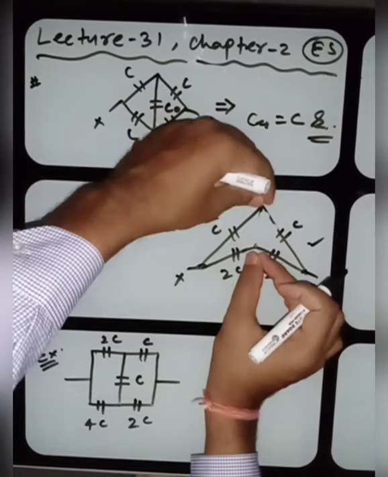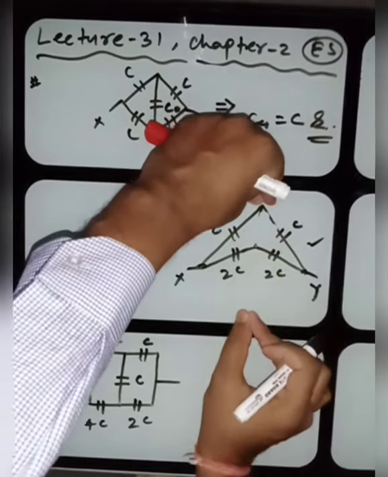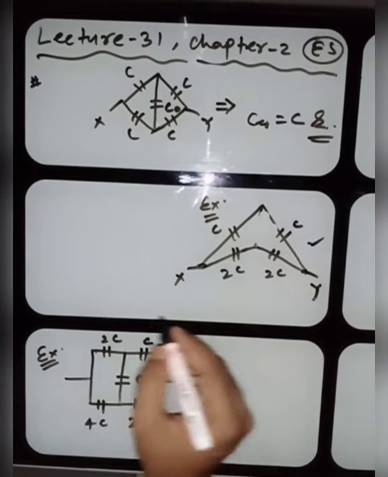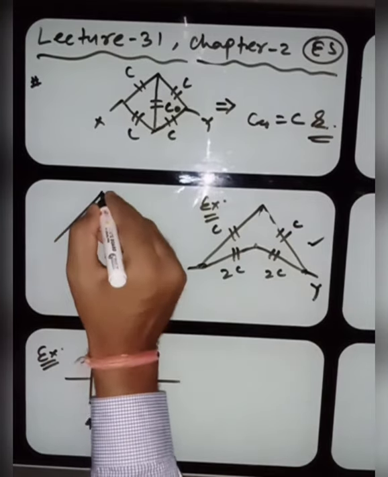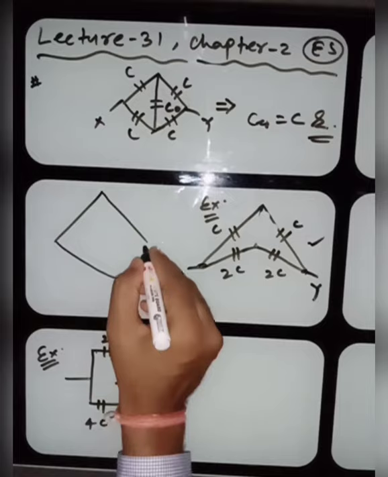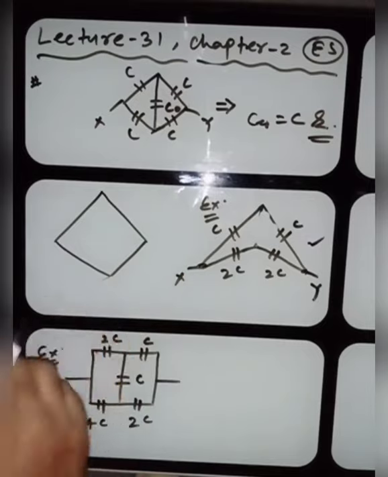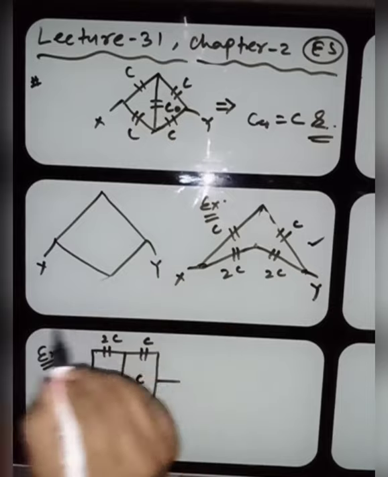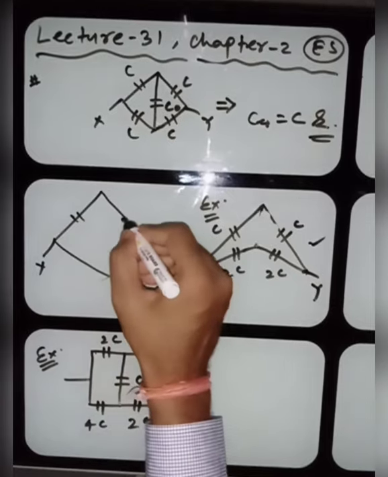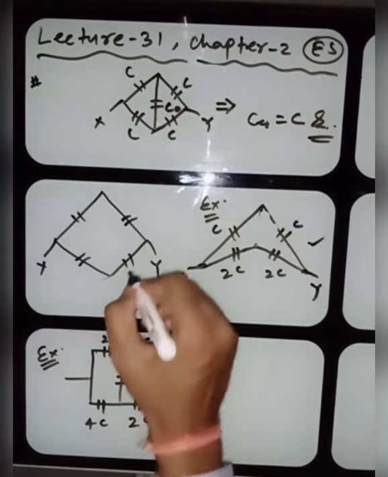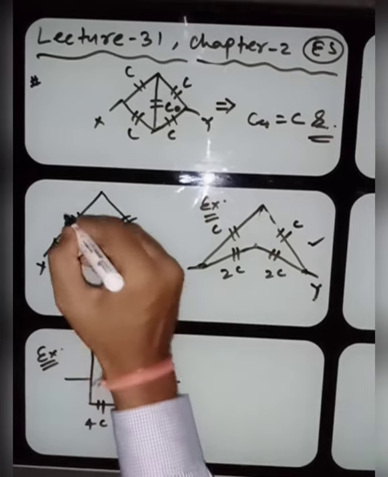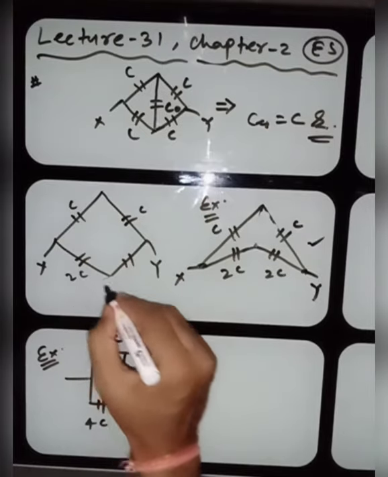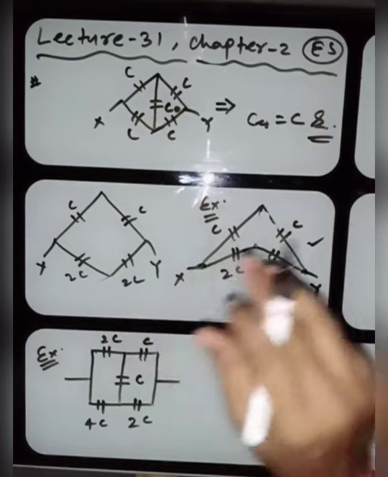You can stretch this circuit by pulling down, then you will see this circuit looks like this one. In a few circuits you have to train yourself to pull or stretch the circuit to see whether it is in balance condition or not. 2C and 2C, I hope you can solve.